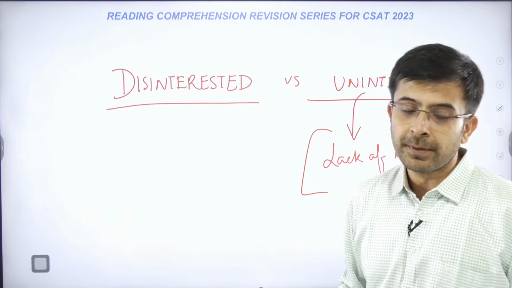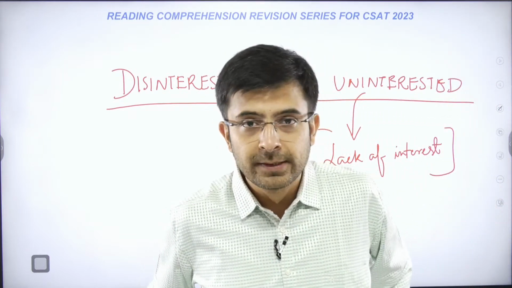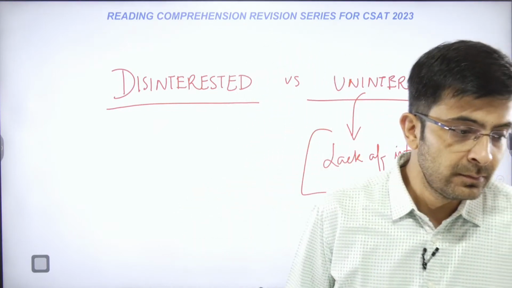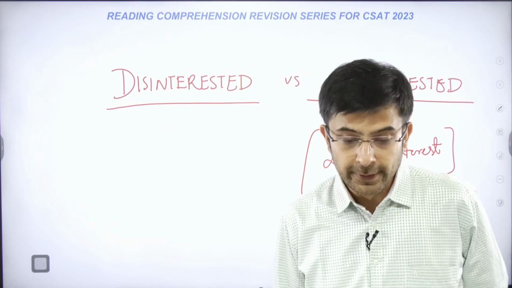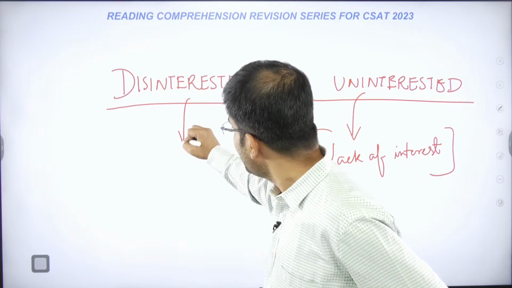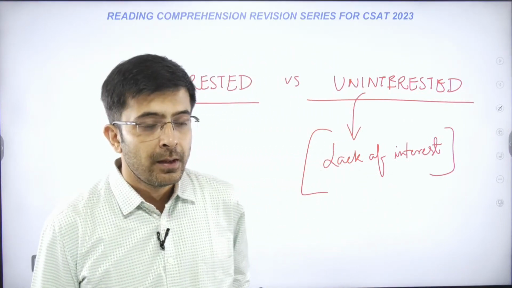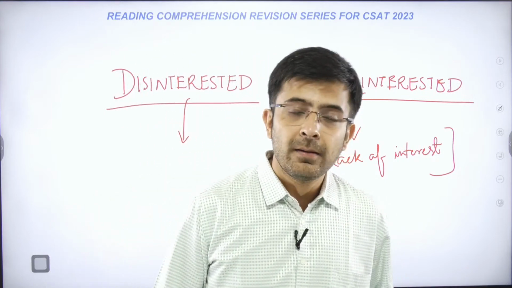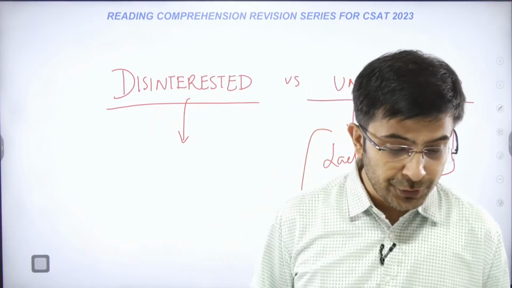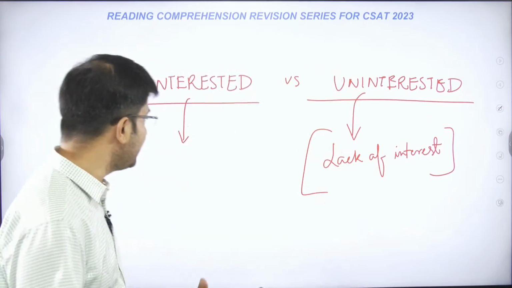Something that you cannot afford to do if you are hoping to crack civil services. You can't be uninterested. That would be a problem, no? That would be a massive problem. But disinterested would essentially mean uninfluenced by, say, impartial. That would be the best way to say it. Someone who's impartial would be disinterested. So you can quickly just write this down.